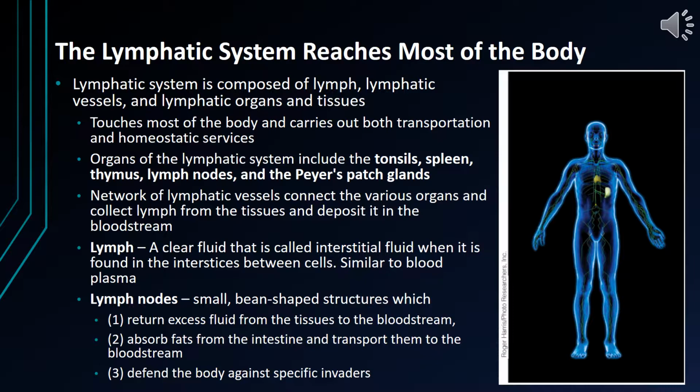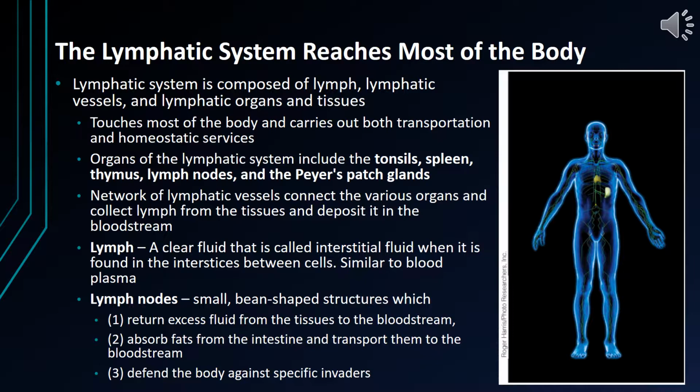This network of lymphatic vessels connects the various organs of the body and collects lymph from these tissues so that it can then be deposited into the bloodstream as needed. The lymph within the lymphatic system is a clear fluid called interstitial fluid when it is found in the interstices between the cells. It has a similar consistency and cellular components as blood plasma, other than the fact that it doesn't contain erythrocytes.